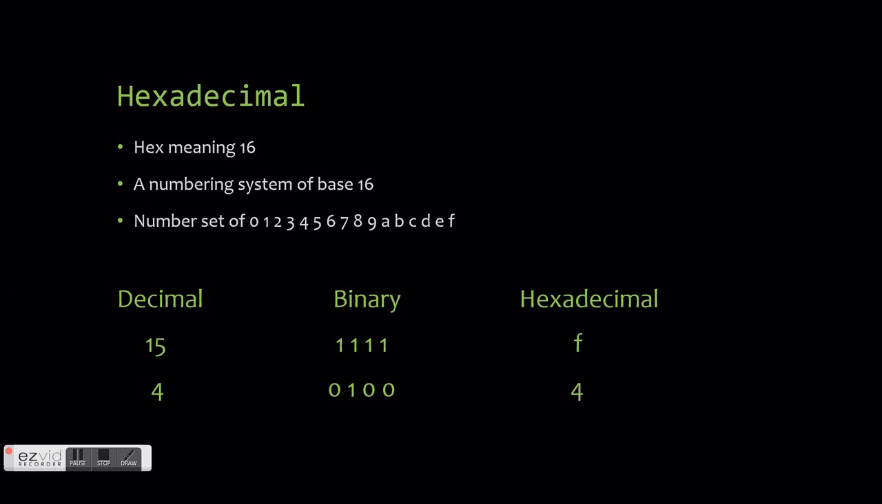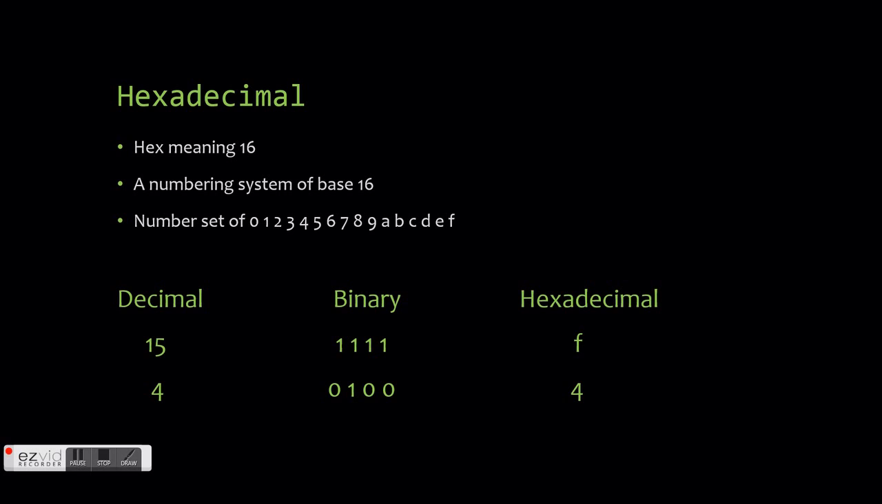Another data representation is hexadecimal. It's base 16. 16 is a power of 2, and it's a natural fit with binary. The numbers are represented with digits 0 through 9, but we run out of numbers, so we use letters. Hex 10 is A, hex 11 is B, and so on.